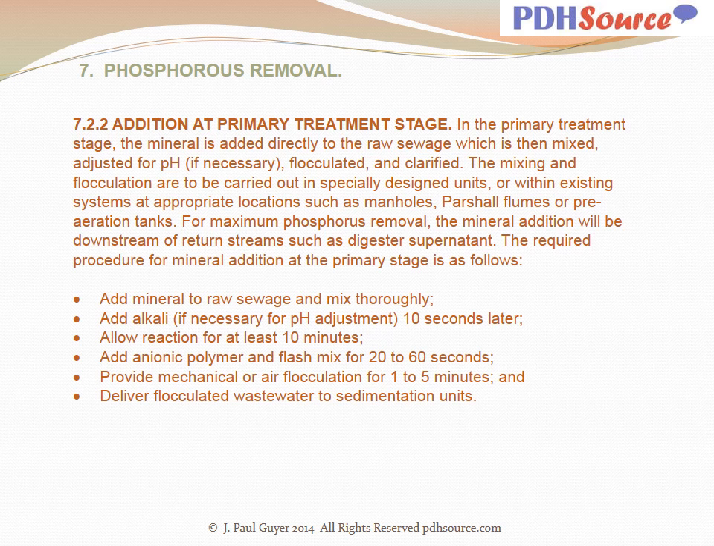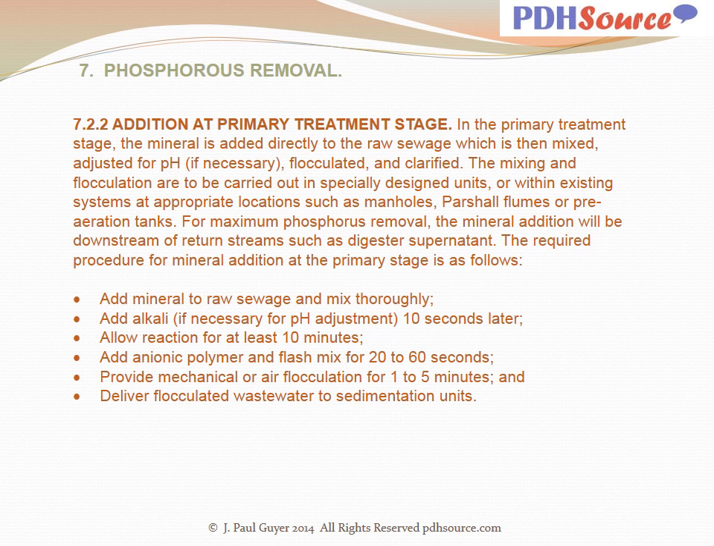In the primary treatment stage, the mineral is added directly to the raw sewage, which is then mixed, adjusted for pH if necessary, flocculated, and clarified. The mixing and flocculation are to be carried out in specially designed units or within existing systems at appropriate locations such as manholes, partial flumes, or pre-aeration tanks. For maximum phosphorus removal, the mineral addition will be downstream of return streams such as digester supernatant. The required procedure for mineral addition at the primary stage is as follows.